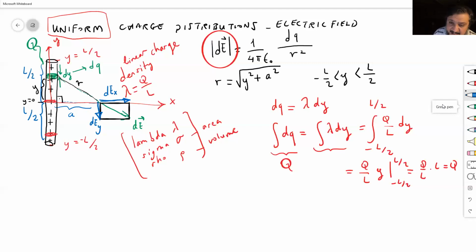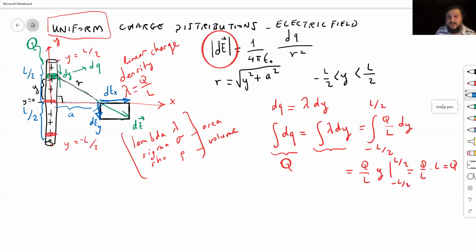Okay? So in the end, if you add the contributions from each little charge here, those vertical components will cancel. But the x component will never cancel. All right? They will not cancel. And remember, this is true because of the symmetry. If I were calculating electric field on a horizontal line above y equals 0, I wouldn't have that symmetry. There would be more up-pointing y components than down-pointing components. So that's only for this problem.